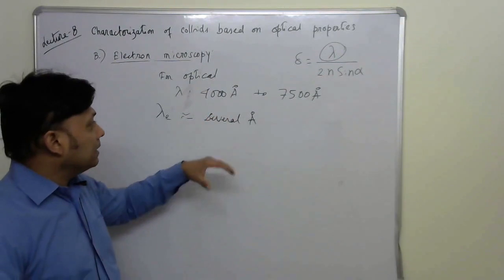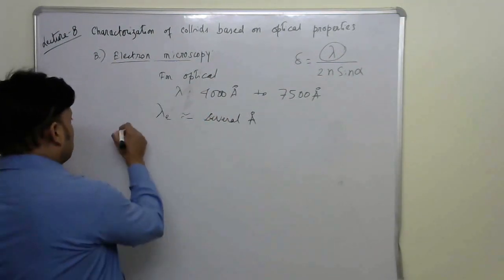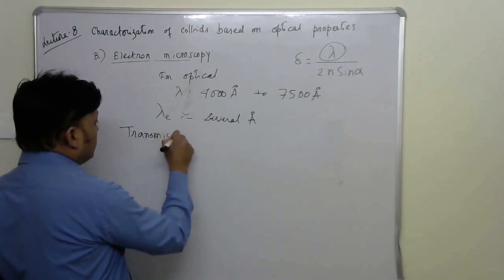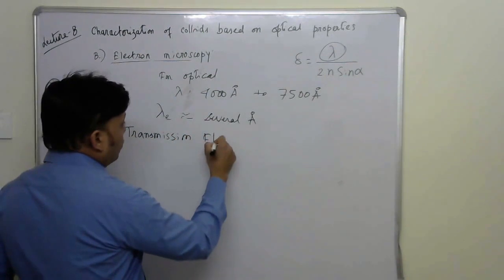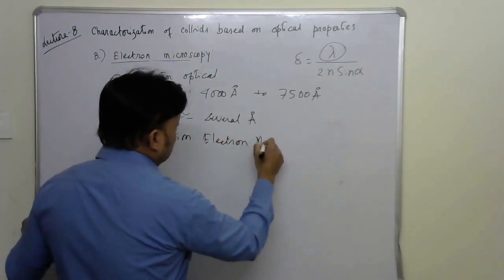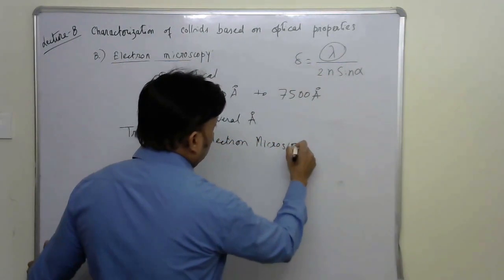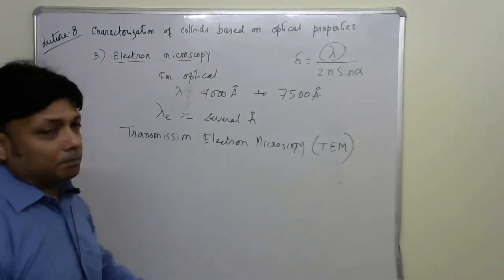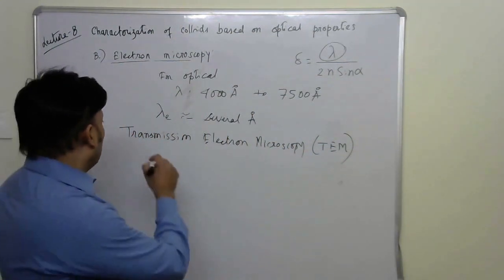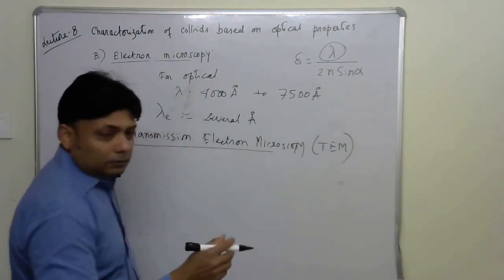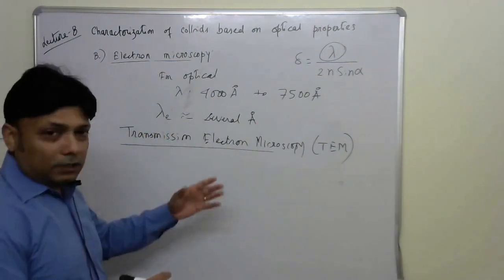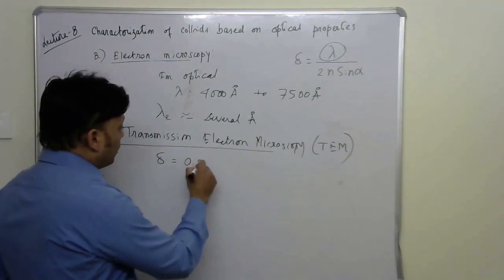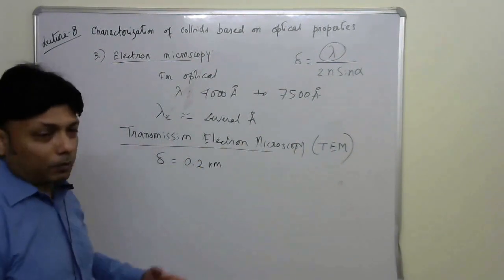So with that, the electron microscope that was first developed was known as the transmission electron microscope, or the technique is called transmission electron microscopy, and is famously abbreviated as TEM. So with everything well tuned in a TEM, the best possible resolution that can be achieved is around 0.2 nanometer. Okay.